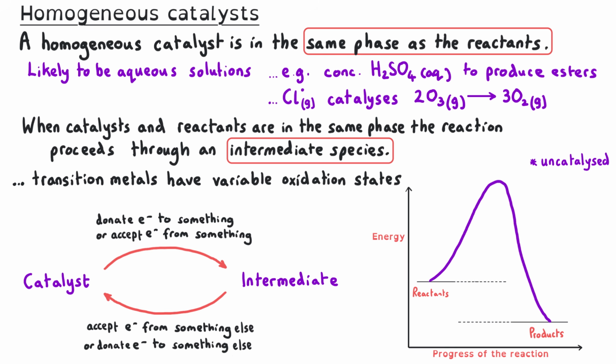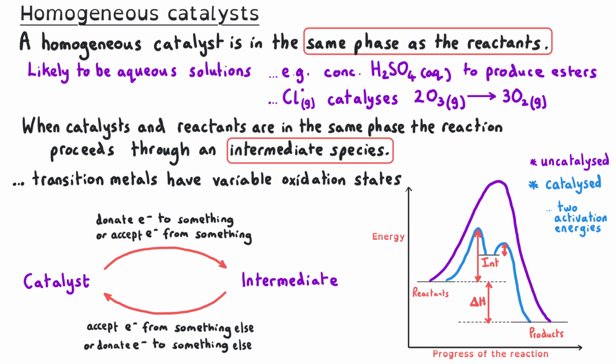looks different to the typical reaction profile. You can see here I'm showing the purple pathway for a typical reaction where the reactants are converted into the product, and this is the activation energy that I'm showing here, and this is the energy change. When we've got a homogeneous catalyst producing an intermediate, we have a third horizontal line representing the energy of the intermediate species. And that means we have two separate activation energies.